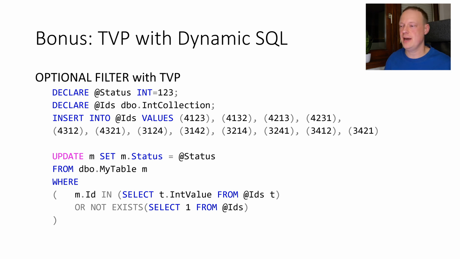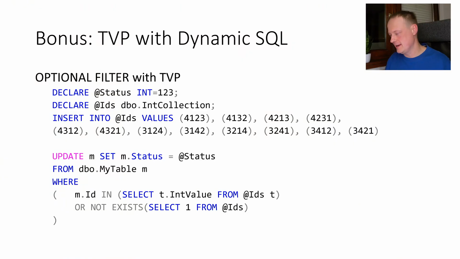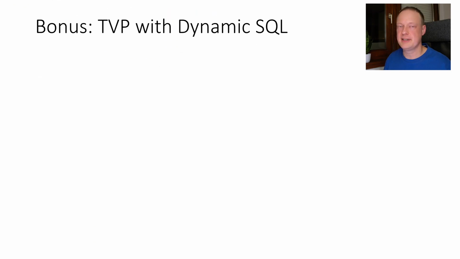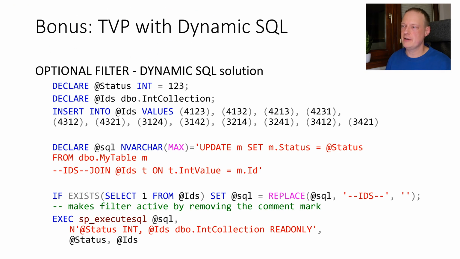So I need to add this: or if this is empty, give me all the rows, or update all the rows. And this OR is a telltale sign of bad performance. Whenever you have OR, SQL will come up with a broader plan, which is a full scan, a badly performing plan. And how to solve that? With dynamic SQL.